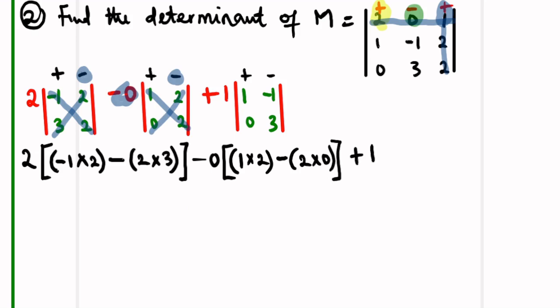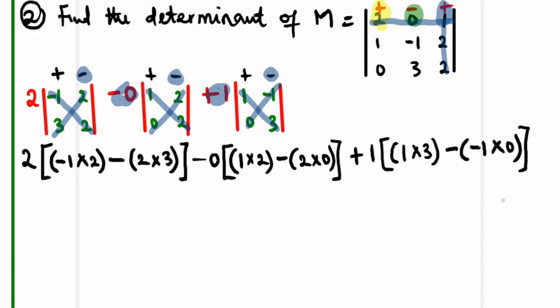We'll move to the third one, plus 1. So plus 1, then the 2 by 2 matrix. So let's have our brackets. Now the first diagonal will have 1 times 3. Then we'll have minus the second diagonal. For the second diagonal, we'll have minus 1 times 0.